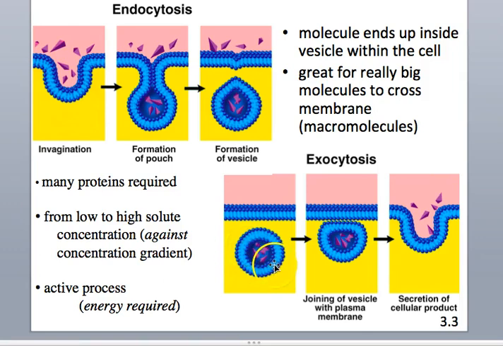This could be neurotransmitters, this could be hormones. This could be waste that the cell just wants to get rid of somehow. And so it goes up, it starts to bond with the cell membrane, and then bloop, it pops that stuff out, and then becomes a part of the cell membrane.